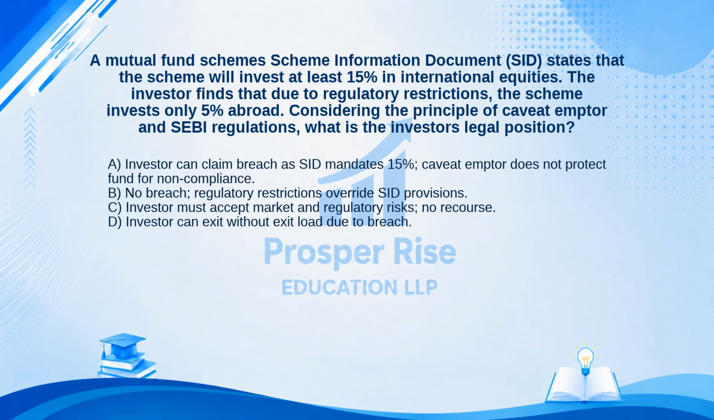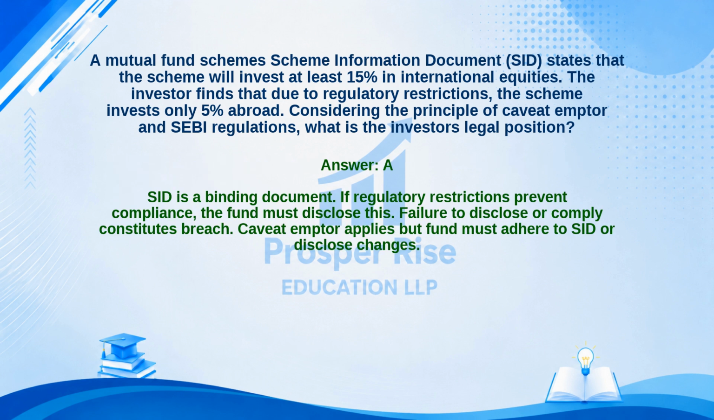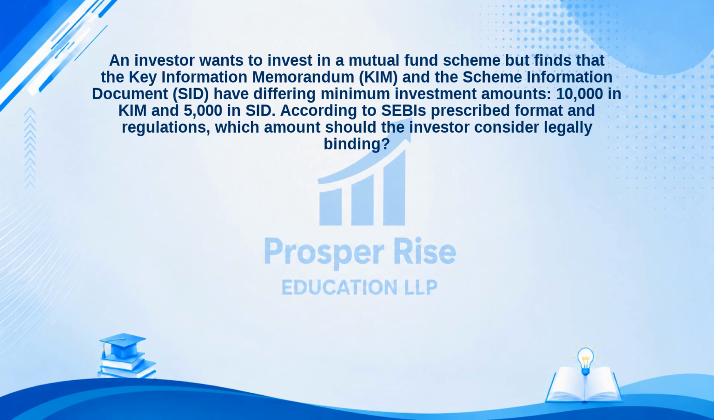The correct answer is Option A. Let's see why. SID is a binding document. If regulatory restrictions prevent compliance, the fund must disclose this. Failure to disclose or comply constitutes breach. Caveat emptor applies, but fund must adhere to SID or disclose changes. Here is another practice question.